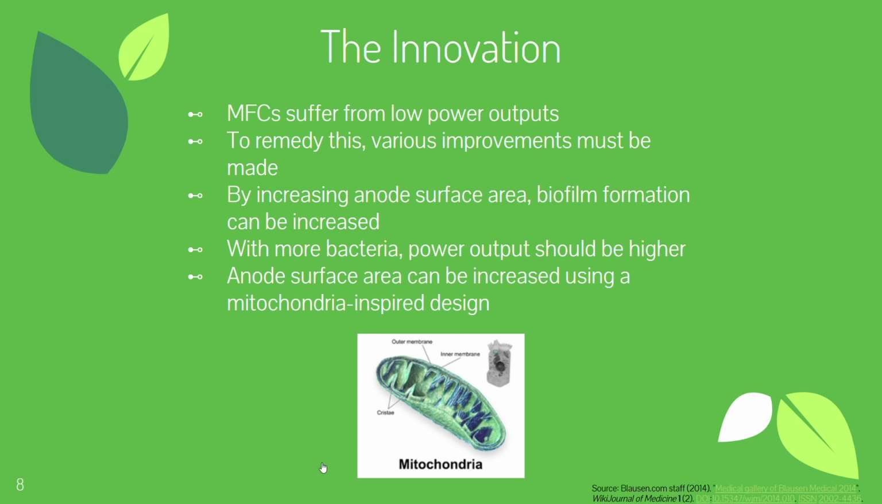To increase anode surface area without making the MFC bigger, a design inspired by mitochondria was used. To increase surface area without increasing volume, mitochondria use folds called cristae, as you can see in the image. These folds can be used in an MFC design to increase surface area without increasing volume. This project tested whether this modification had a significant effect on MFC power production.